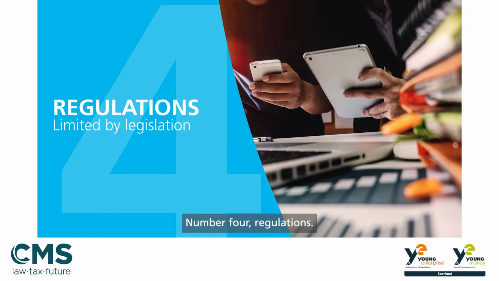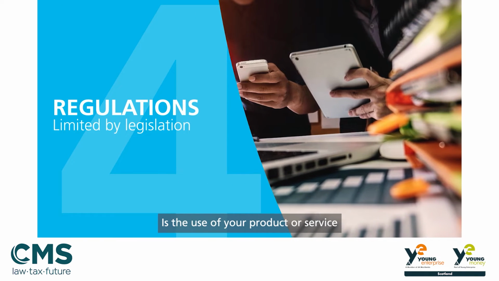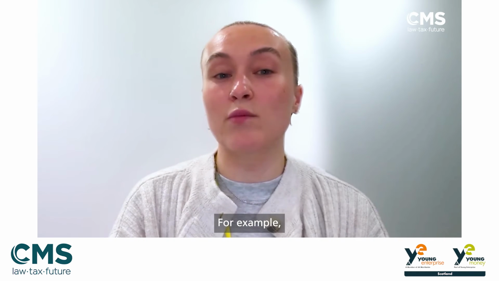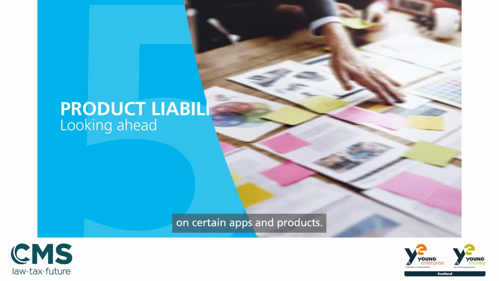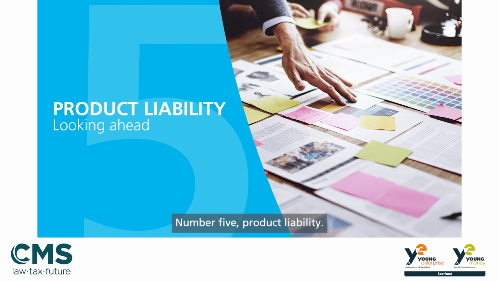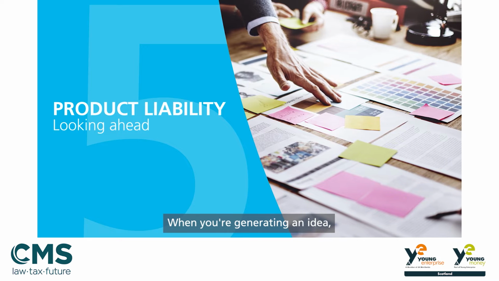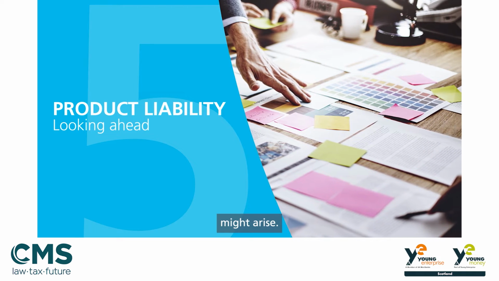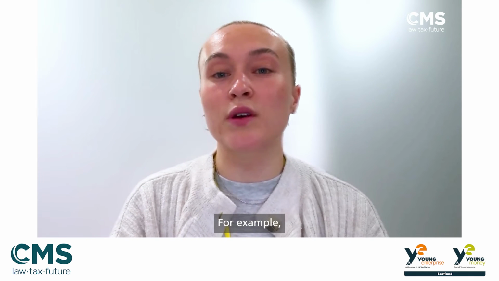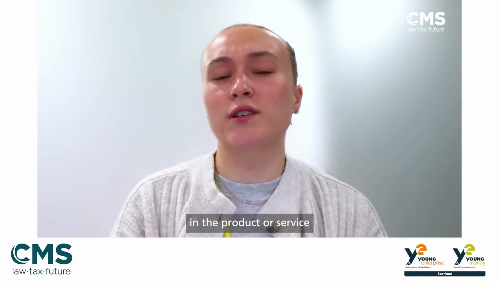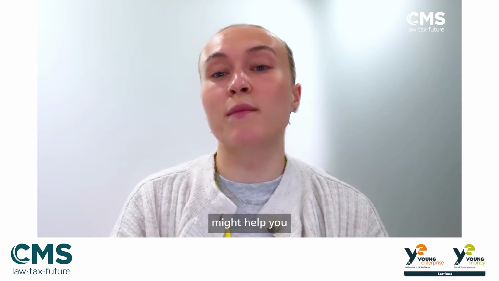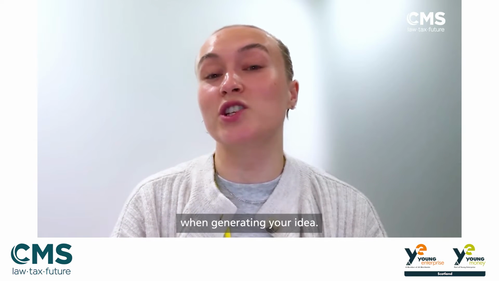Number 4, regulations. Is the use of your product or service limited by legislation in any way? For example, there are age restrictions on certain apps and products. Number 5, product liability. When you're generating an idea, it's important to think ahead and consider what problems might arise. For example, what kind of defects in the product or service can you envision? Anticipating future problems might help you to make a different decision when generating your idea.